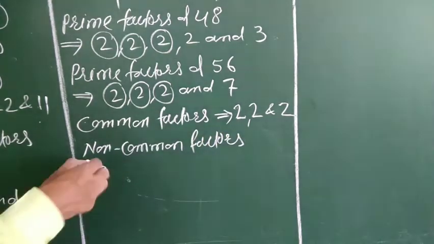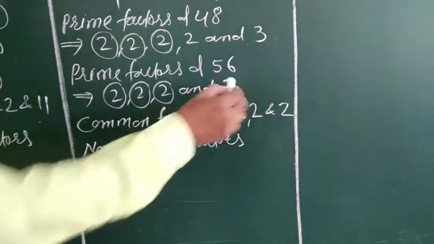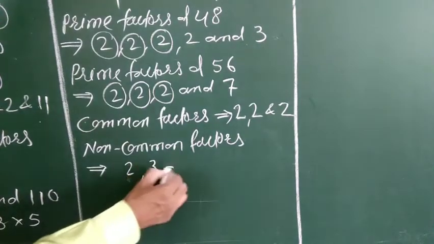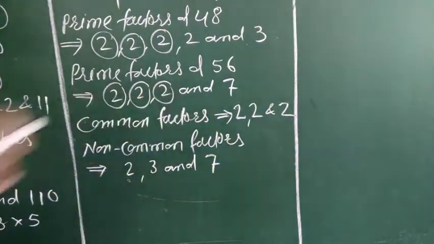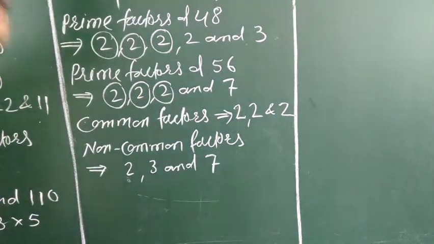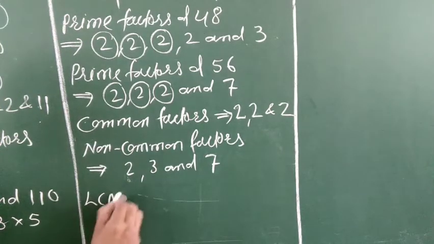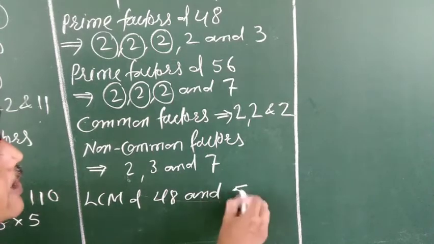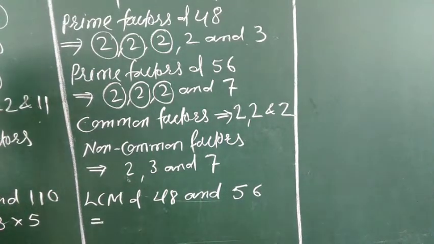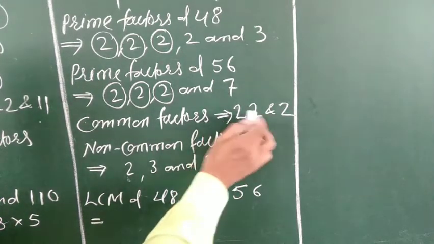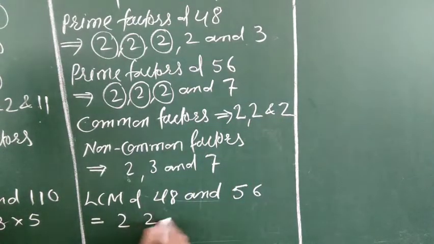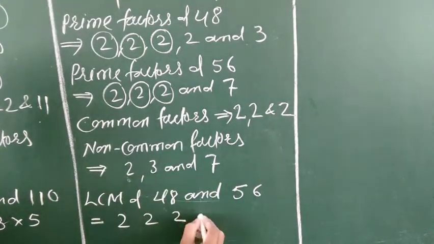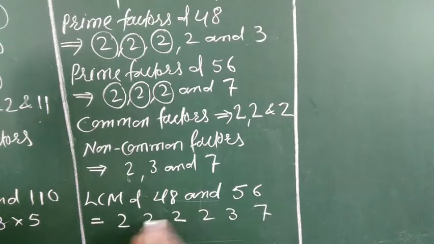Next, the non-common factors. Which are the non-common? 2, 3 and 7. These are the non-common factors. Okay. Now the LCM of 48 and 56: 2, 2, 2, then 2, 3, 7. Multiply these.